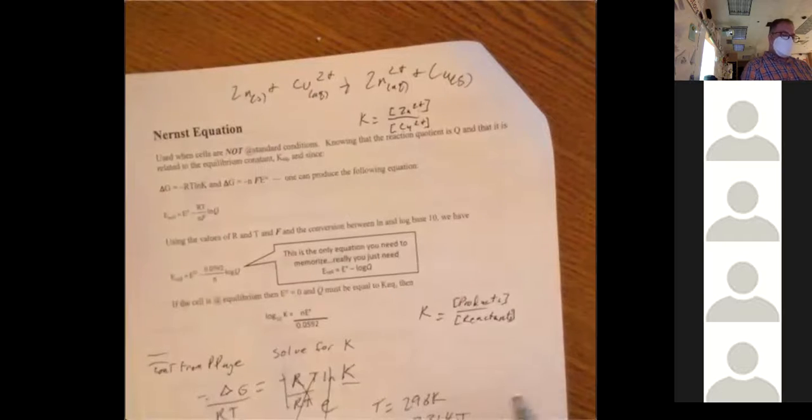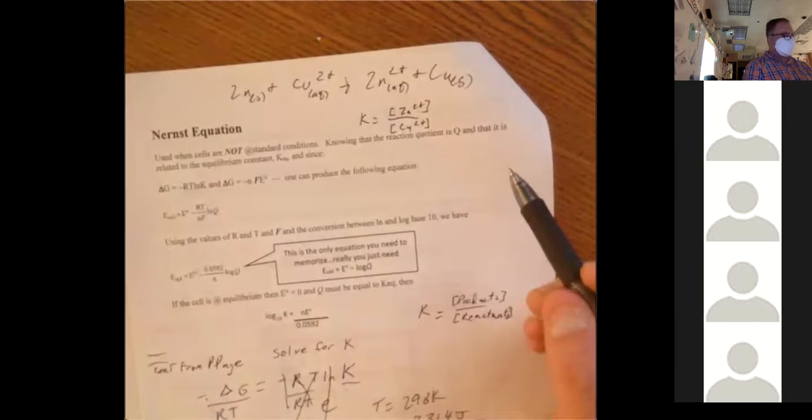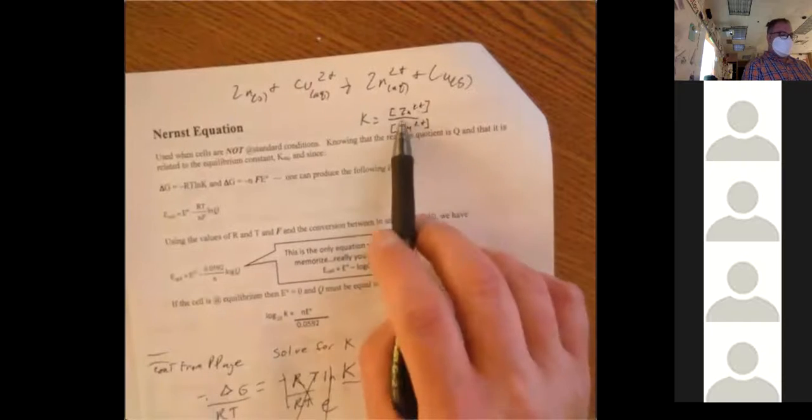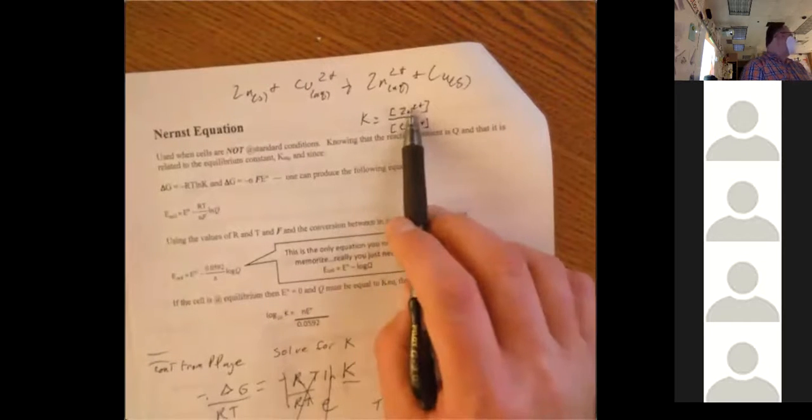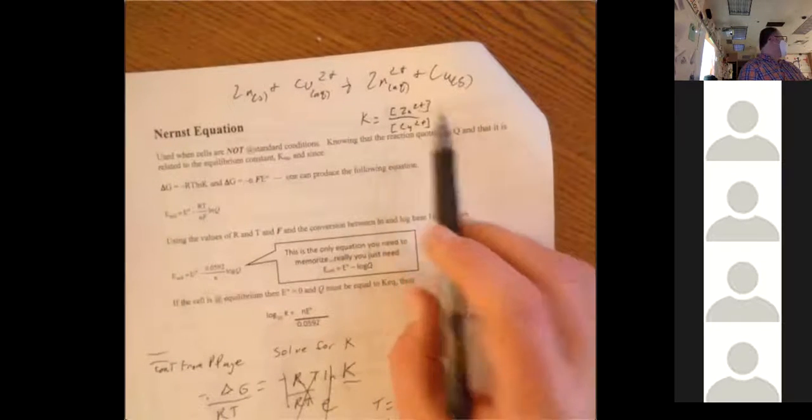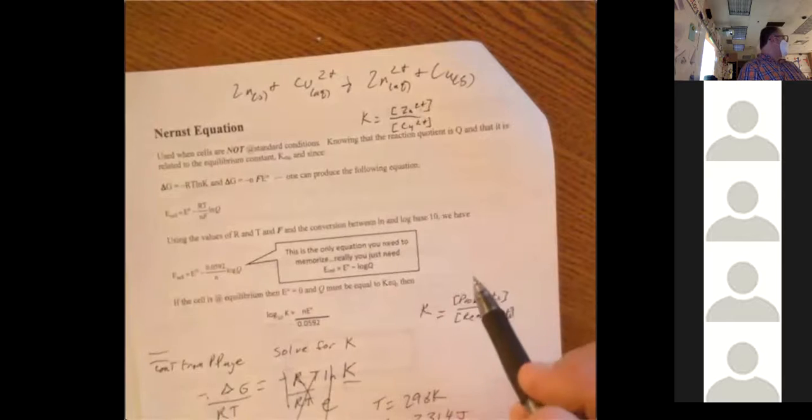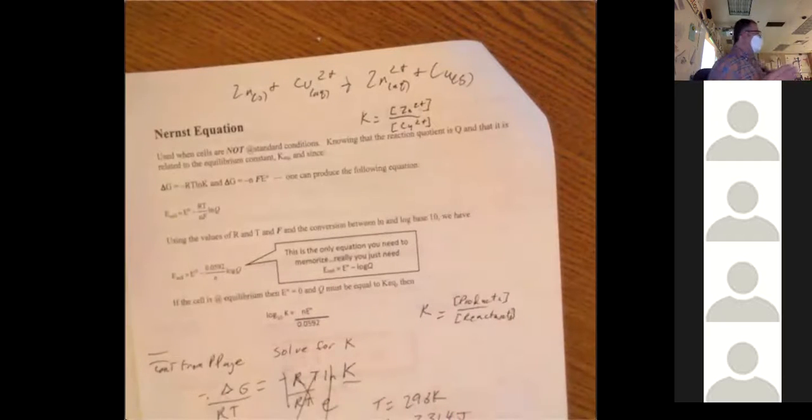What if we adjust these concentrations? What if instead we use a higher concentration of the zinc 2 plus? It's going to force the reaction in which direction? The reverse direction, using Le Chatelier's principle. So we may get a voltage that's less than 1.10.